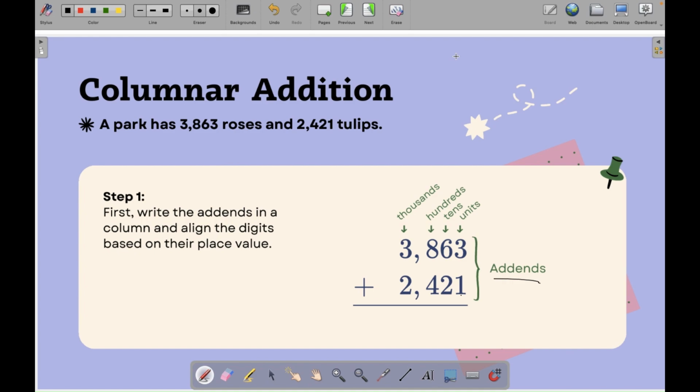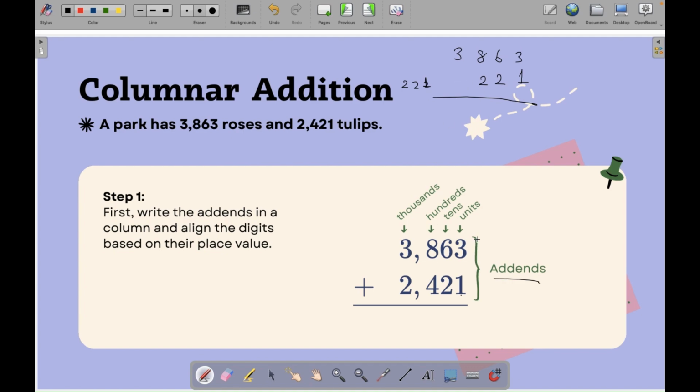We can also have a case wherein the numbers have different numbers of digits. For example, 3,863 and say 221. Now they have different numbers of digits. So what we'll do here is make the units digit coincide: 1 we'll write here, then the tens digit, 2 here, and then 2 here. And in place of the thousands digit, since we don't have any corresponding digit here, we'll just leave it as it is.